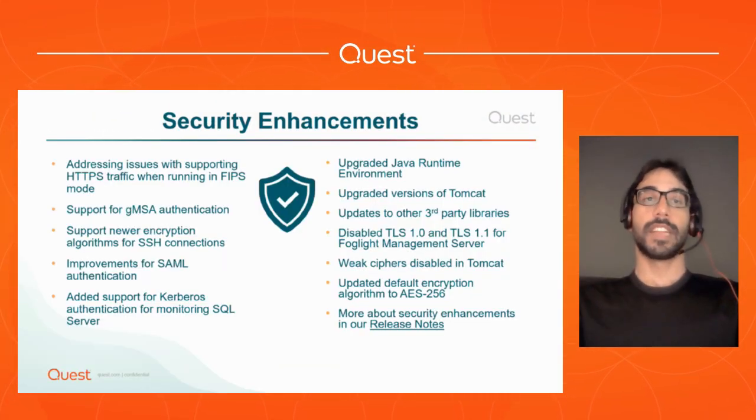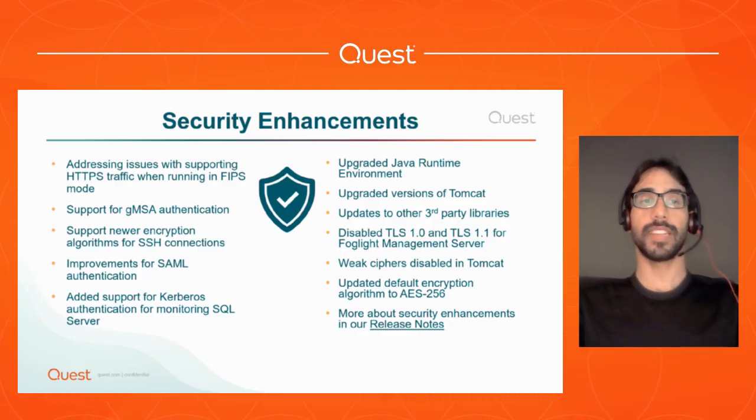For some of the security enhancements in recent releases, new versions of Foglight and the Foglight agent managers will usually ship with a new version of the Java runtime environment, including vulnerability fixes since the last release. There are also new versions of Tomcat that can be included. We also have third-party libraries such as Log4j, Spring, and Apache that may be upgraded in between releases.